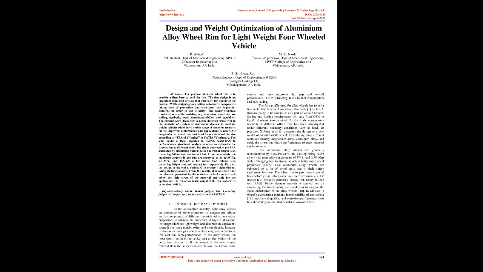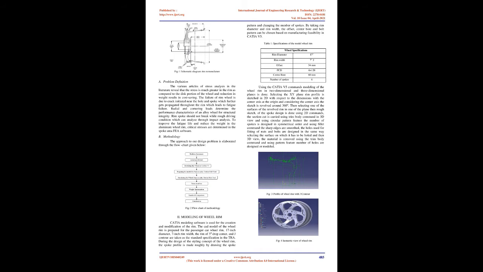In the alloy wheel, the most stressed region is the spoke area as the weight of the body lies more on it. If the weight of the vehicle gets reduced, then the suspension will follow the terrain more closely and thus improves the grip and overall performance, which ultimately leads to fuel consumption and cost saving. The rim profile used for alloy wheels has to be in line with Tire and Rim Association standards, as tire and rim are going to be assembled as a part of vehicle fitment. Styling and loading requirements will vary from OEM to OEM.